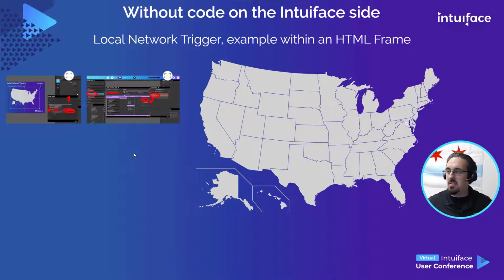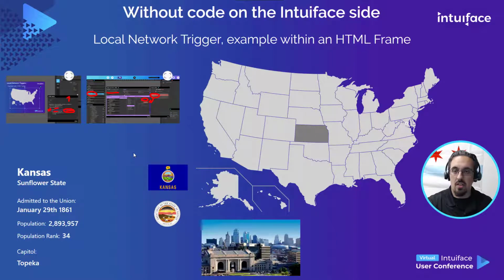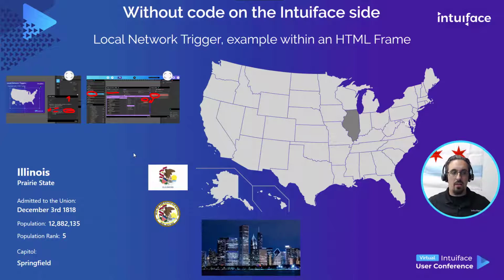So let's see this in action. If I press on the state, we're good. It changes all the content. And if we go to Illinois, where we are right now, we can see that no, the capital is not Chicago. I learned this thanks to this experience, actually. My bad. Local network triggers, either on a separate third-party app or even within an Intuiface experience within some HTML code. That's a good way to receive some content, especially on the local machine.